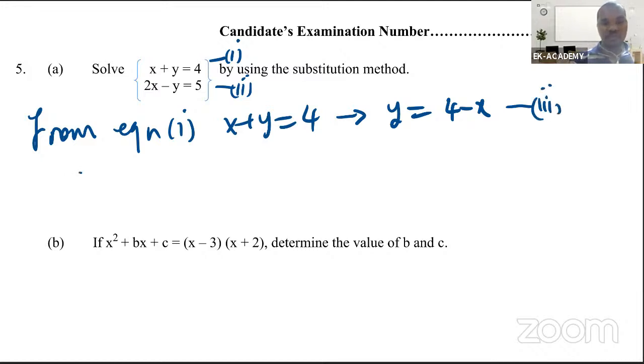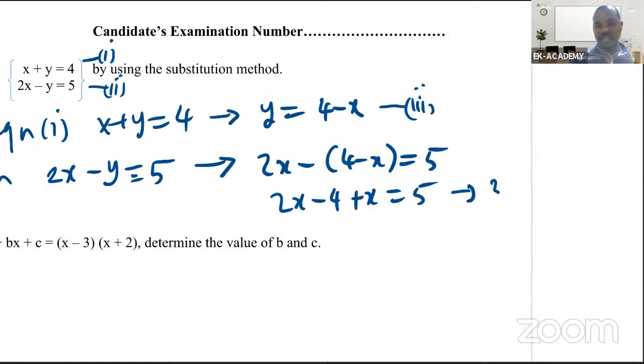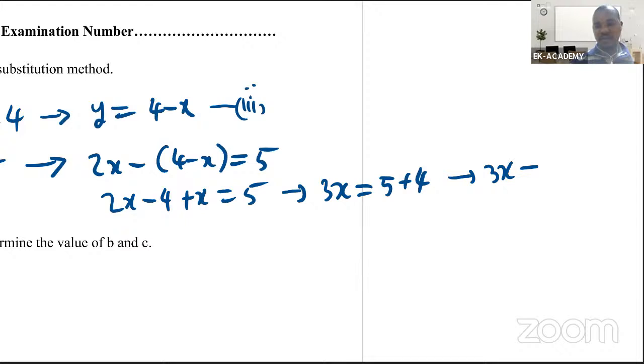So from 2x minus y equals 5, it means that 2x minus y, which is 4 minus x, equals 5. 2x minus 4 plus x equals 5. Well, 3x equals 5 plus 4. To proceed, you actually get 3x equals 9. Now x will be 9 over 3, which is equal to 3.